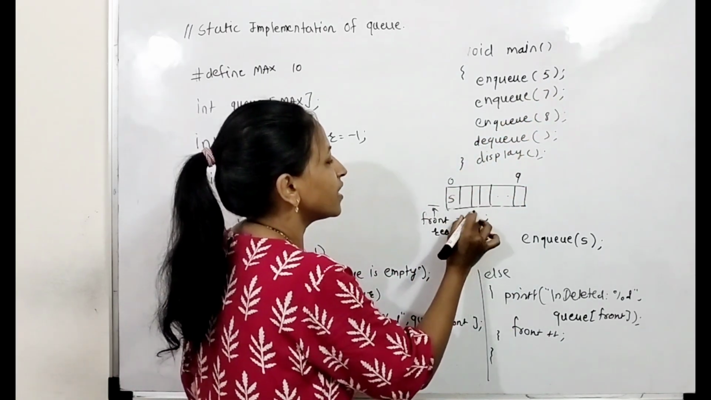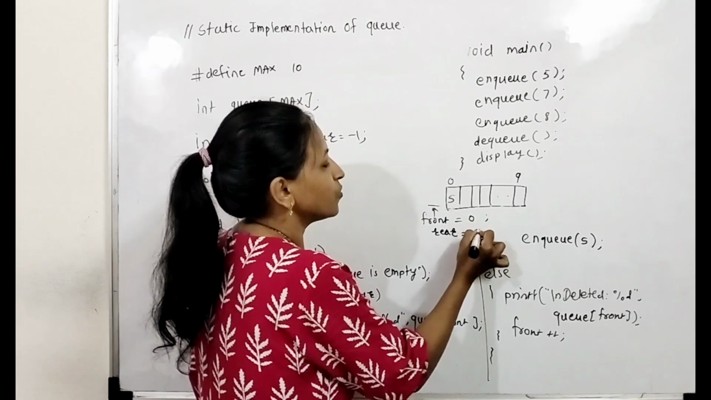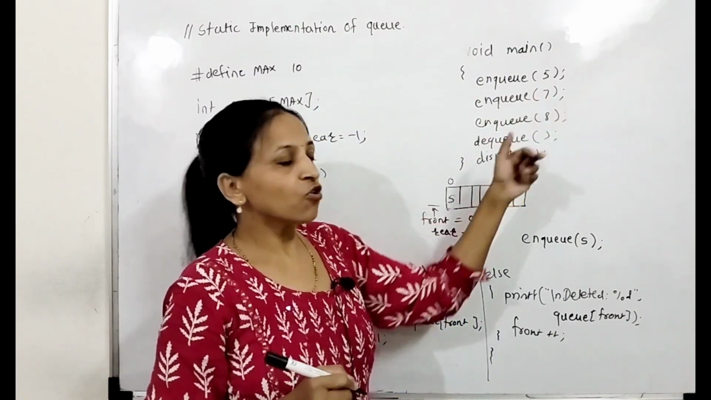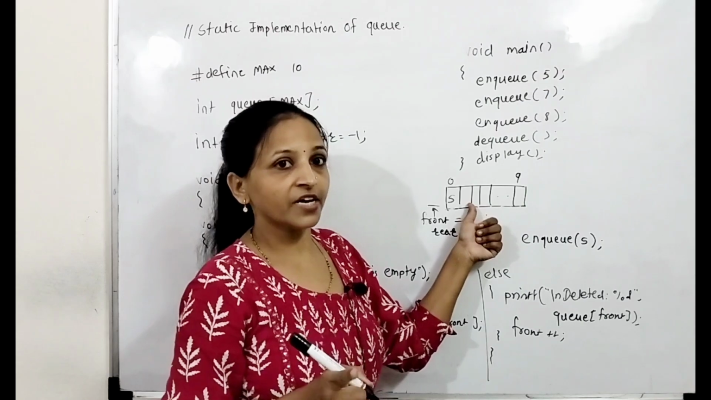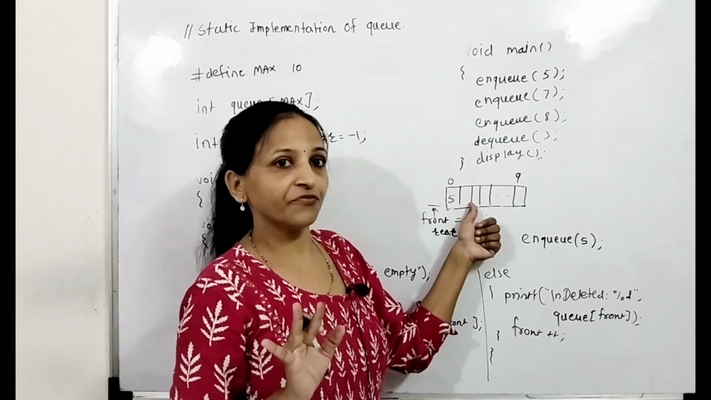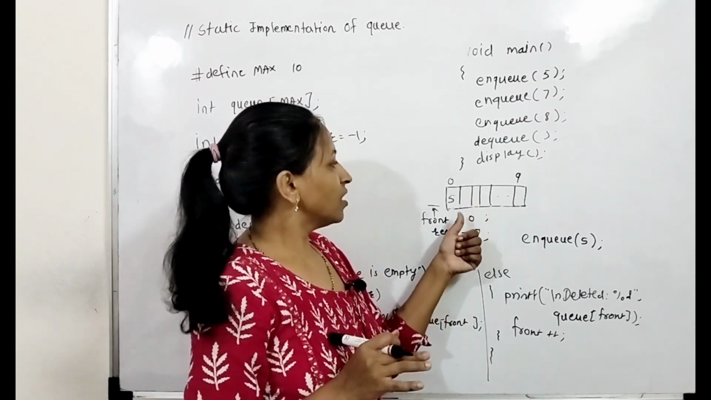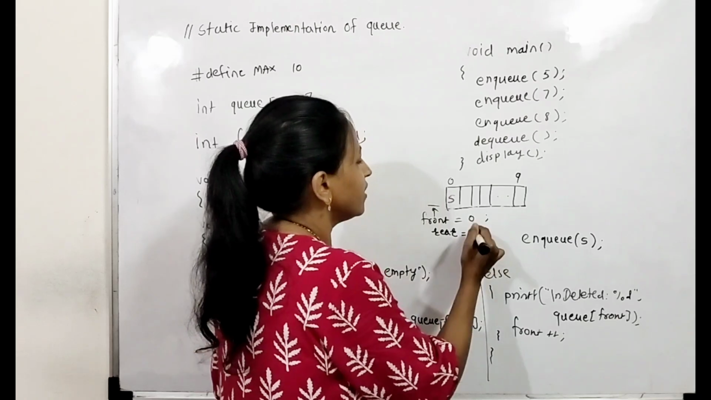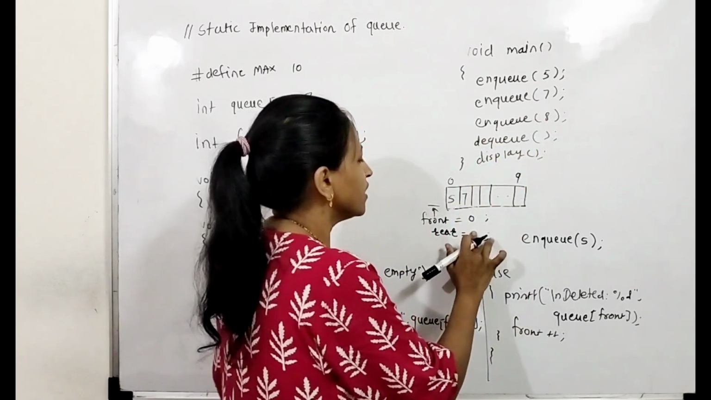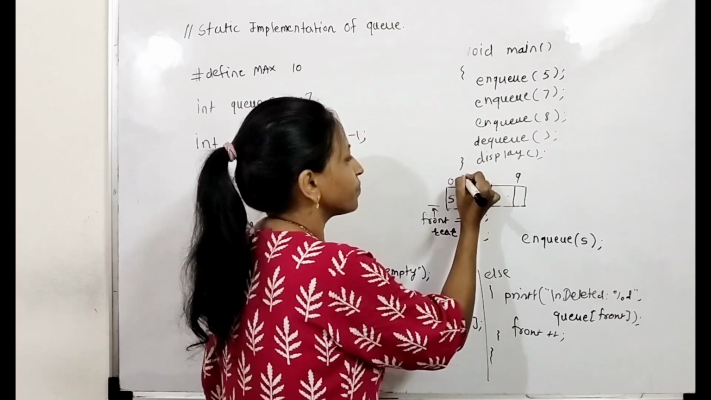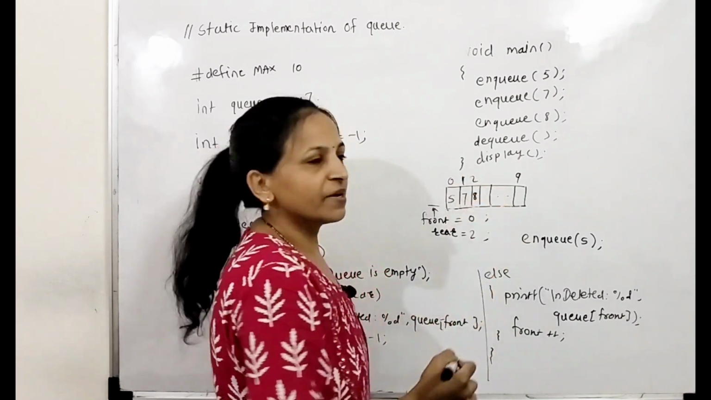Now front and rear both will be 0. Now NQ 7 again we have called, in that case we just increment rear only, not front. Front will be constant or fixed in the NQ operation. Now rear will become 1 and there the element 7 will get inserted. Again NQ 8, rear will become 2 and at that place the element will get inserted.